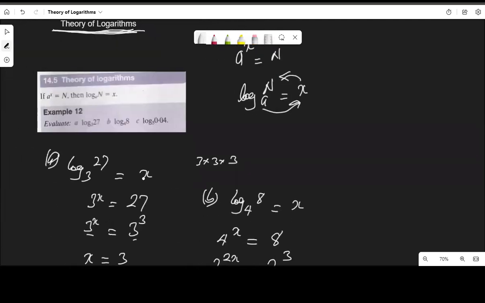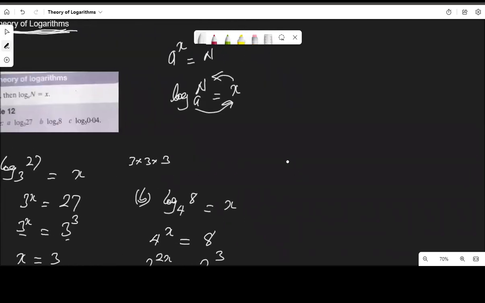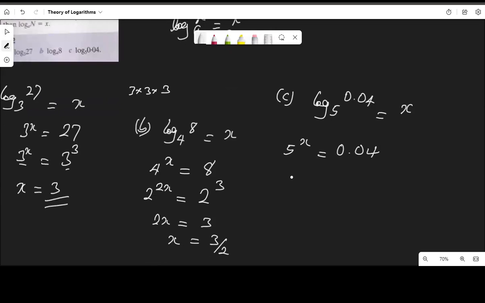Finally, as question C now, I have log 0.04 to base 5. Let it be x again. I mean 5 to the power of x is equal to 0.04. Expressing this decimal number as a common fraction, I will have 5 to the power of x is 4 over, how many decimal places do I have here? 1, 2. That means I will divide by 100.